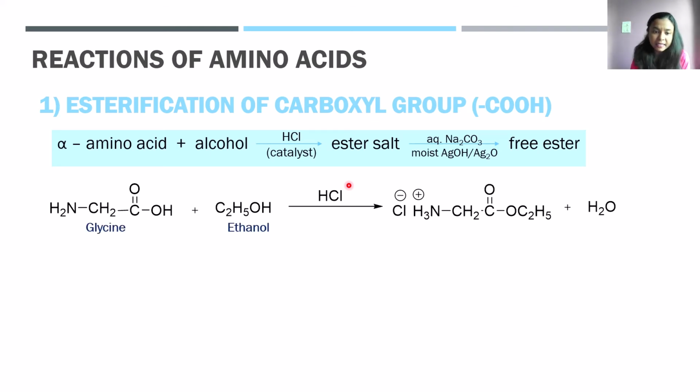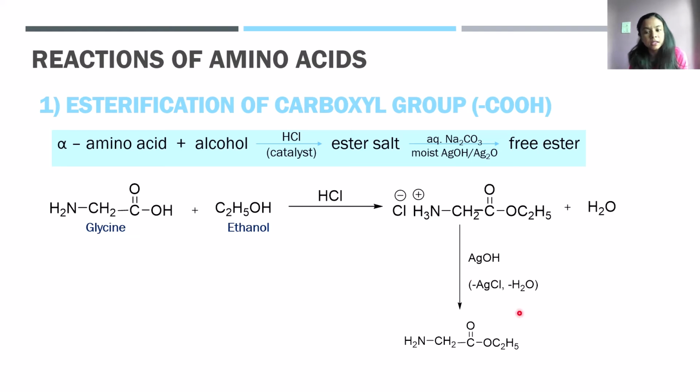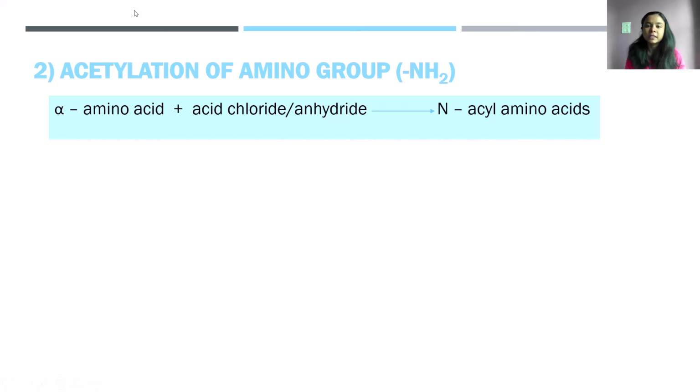We are taking glycine, which is an amino acid, and ethanol, which is an alcohol, and we have got the ester salt over here. Now to make the free ester, we are adding AgOH, and in the reaction AgCl and water would get expelled, and we will get ethyl alpha amino acetate, which is an ester. So let's see what the amino group of an amino acid shows in its reaction.